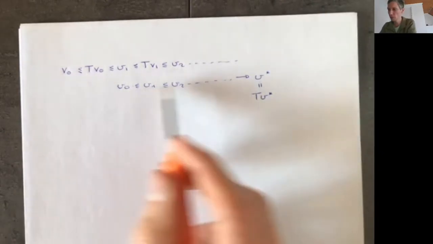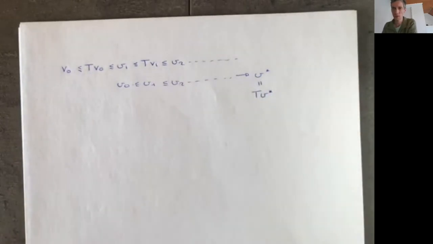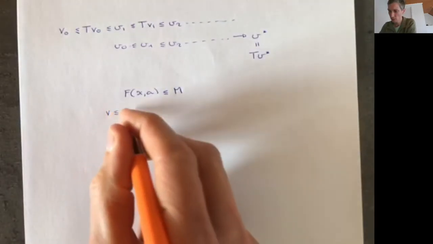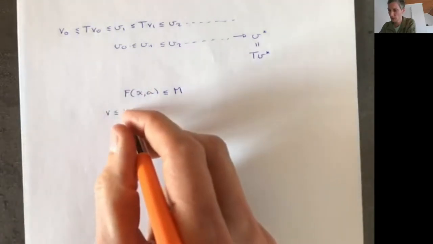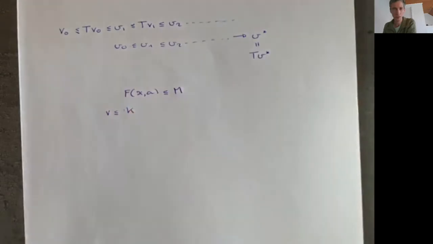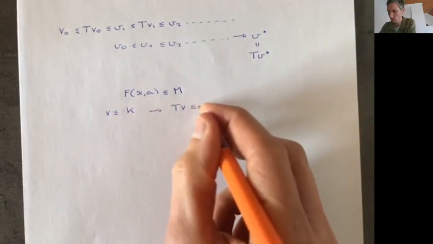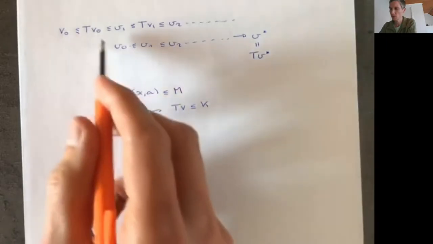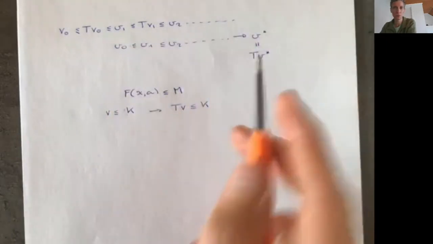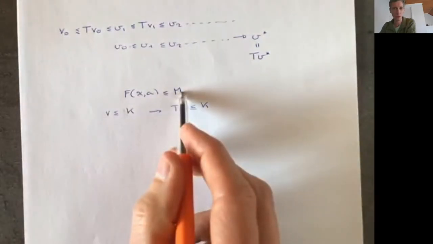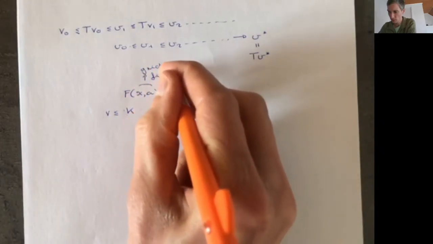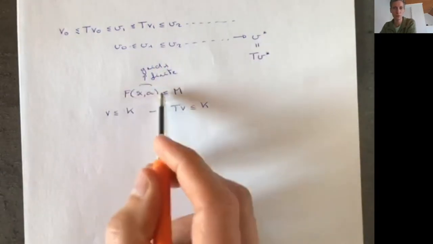The first thing we need to show is that this doesn't go to infinity, and this is, in principle, fairly easy. Let's assume that f(x,a) is smaller or equal to m. We want to show that if v is smaller or equal to some fixed number k, then Tv is also lower or equal to some big number k. So if v is smaller than k, then Tv is smaller than k, then we know that all iterates will be smaller than k, so indeed the limit will also be smaller than k. The bound on f holds because the grid is finite: if you have only finitely many x's and a's, then every function is bounded.